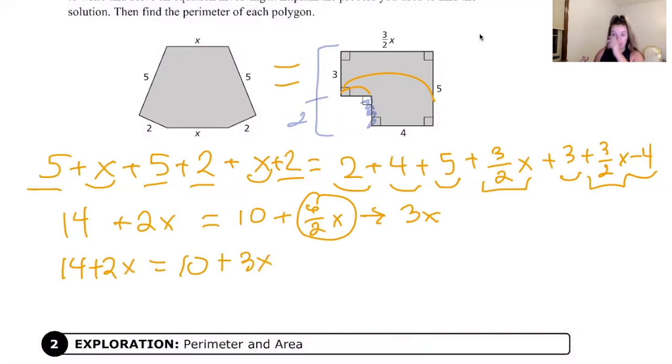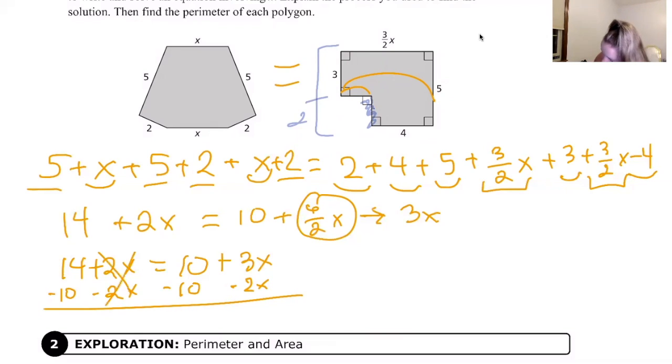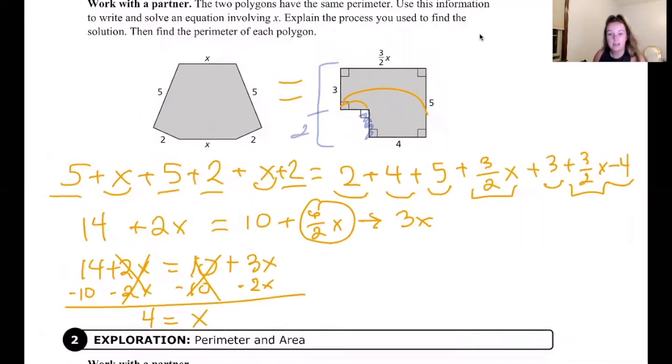I'm going to go ahead and move my 10 to the other side and move my 2x to the other side. I'm doing it this way so that I end up with all positive answers because we're dealing with distance. When we're dealing with distance, we always are positive. You're not going to say I'm -6 miles from something. You're going to say I'm 6 miles. So that goes away, I'm left with 4 equals x.